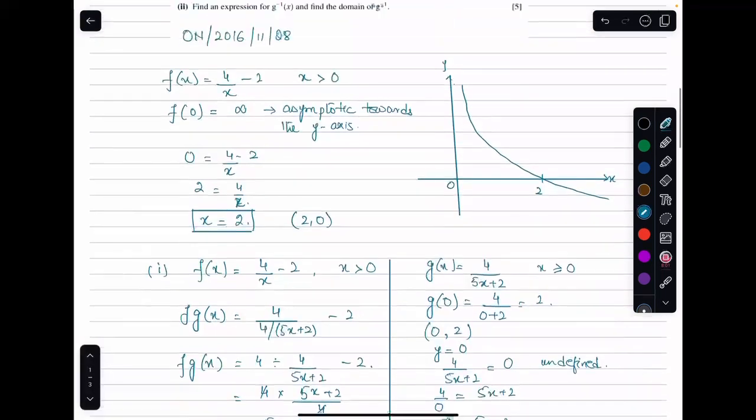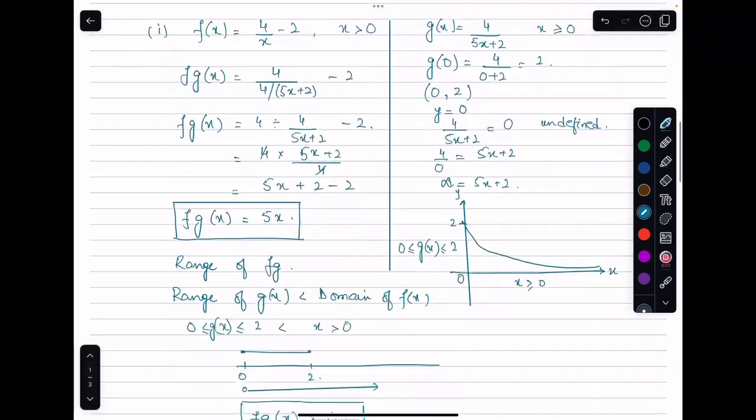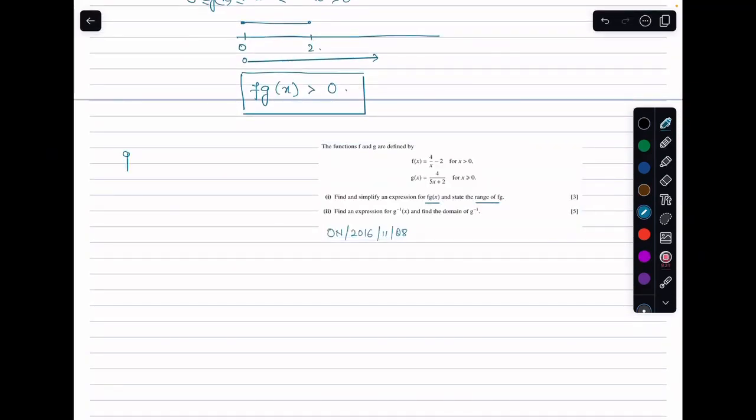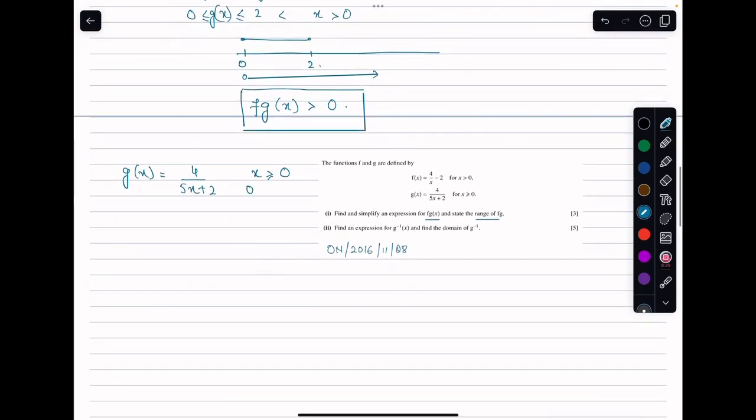Now the second part of the question. Find an expression for G inverse and then the domain of G inverse also. G of x is equal to 4 over 5x plus 2, for the domain x greater than or equal to 2, and we have also defined the range, which is 0 less than or equal to g of x, which is less than or equal to 2. So we know for the inverse, the domain and the range just need to get flipped.